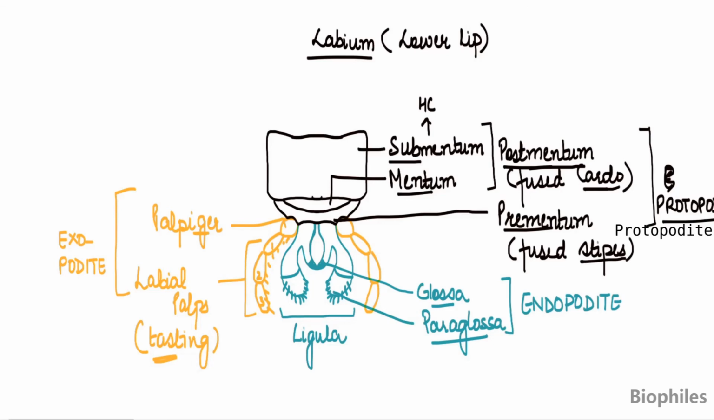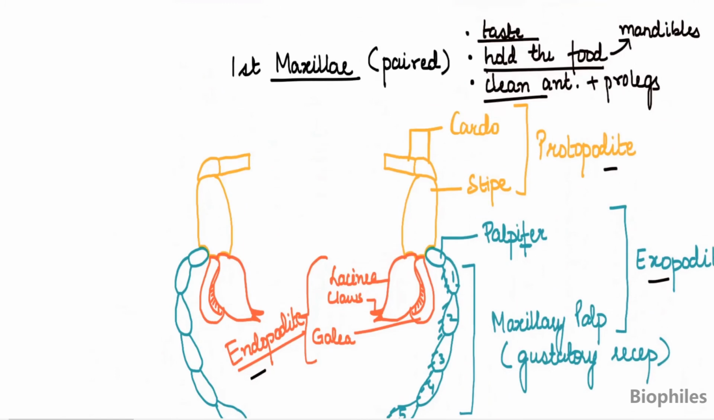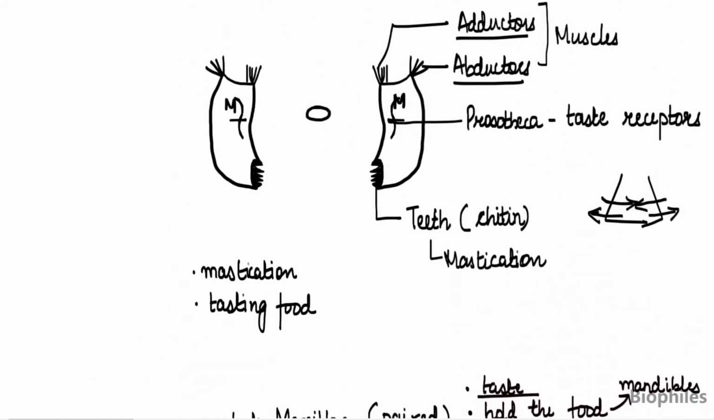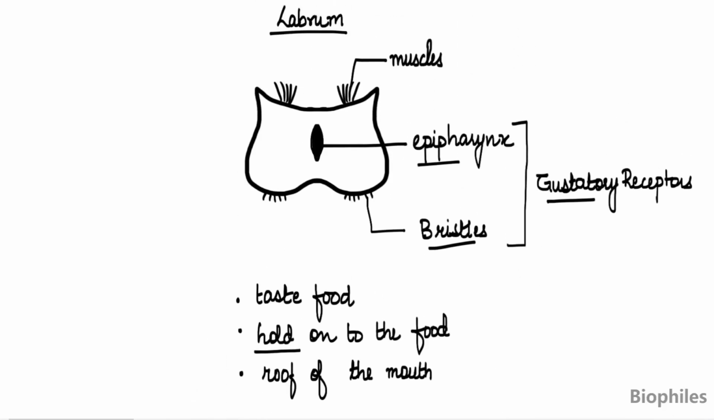So this was all about the different mouth parts and the different appendages that are present on the head of the cockroach. The mouth parts comprise of labium, the maxillae, the mandibles, and the labrum.